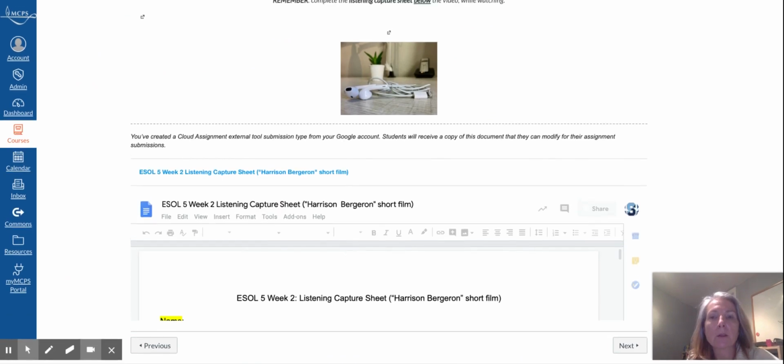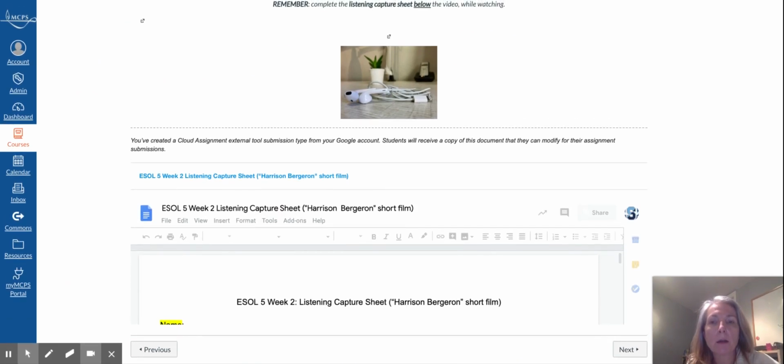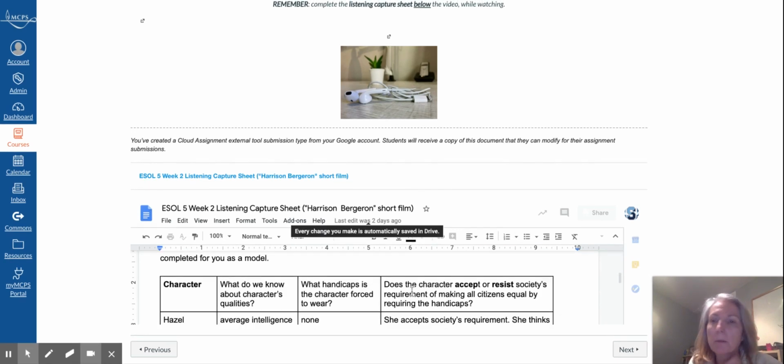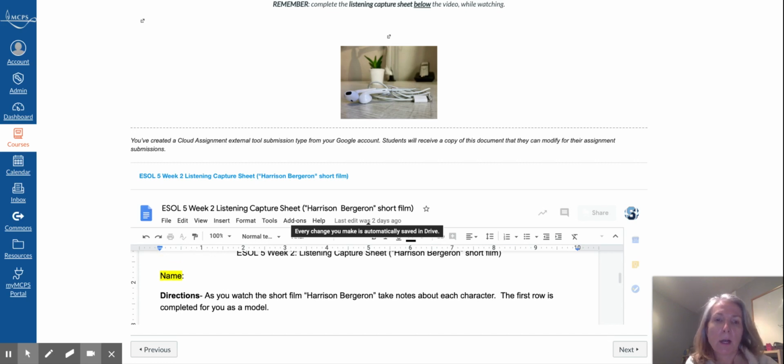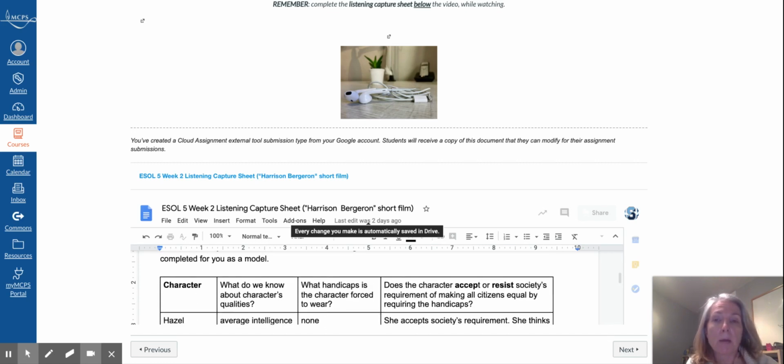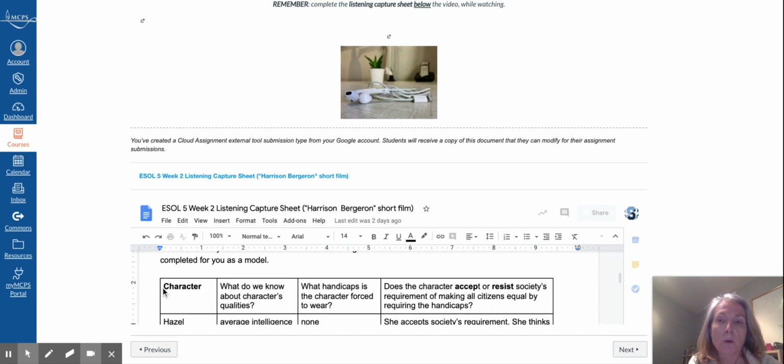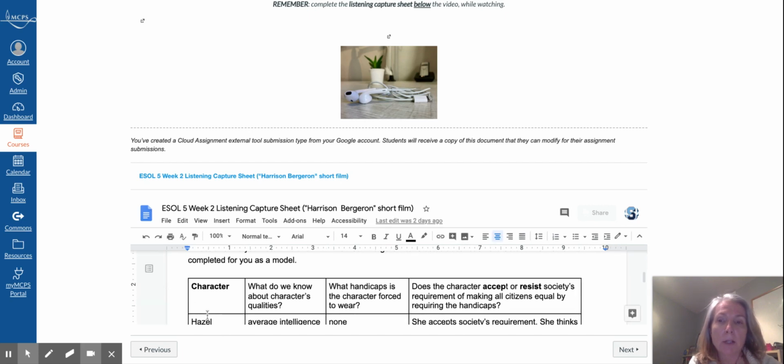Okay, so what it is, it's a little table with four characters from the film. You are going to take notes about each character. I completed one for you as a model. So here are the questions across the top from left to right. The character's name. What do we know about the character's qualities? What handicaps is the character forced to wear in this futuristic society?